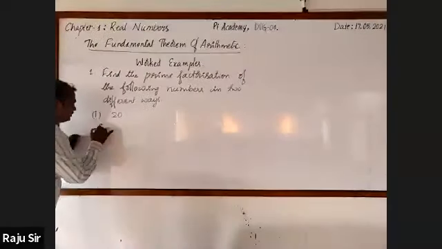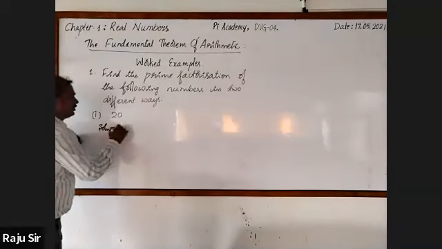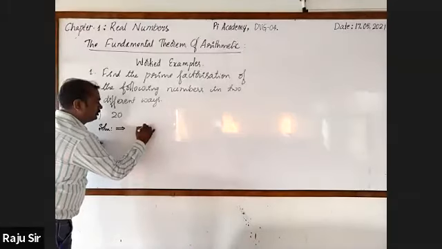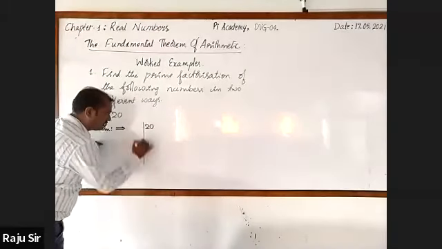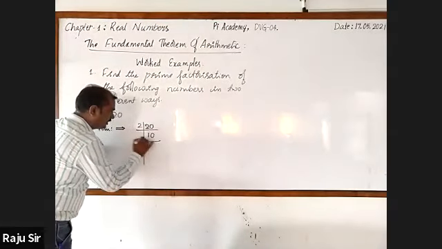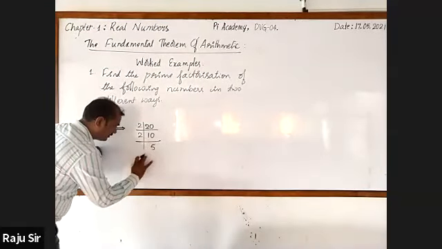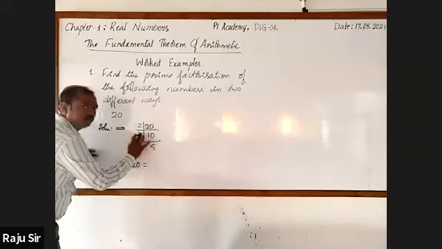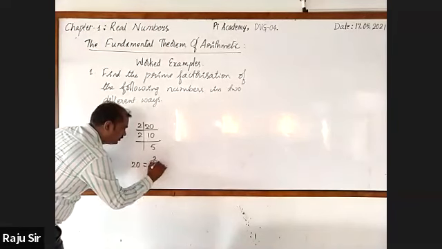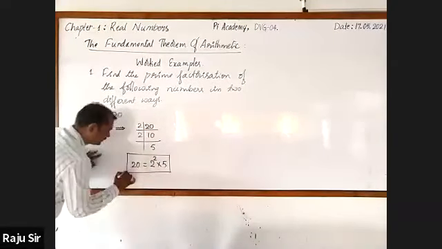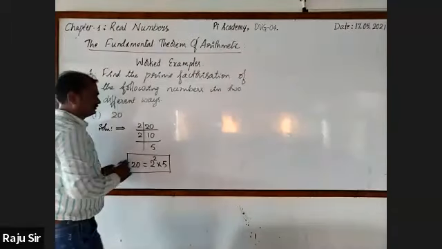Here are mine. First one, it is 20, that is by division method. It can be written as 2 tens, then 2 5s. 20 is equal to 2 into 2 into 5, which is nothing but 2 square into 5. This is the prime factorization.